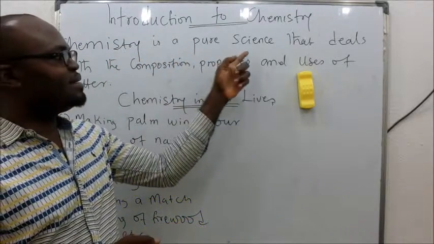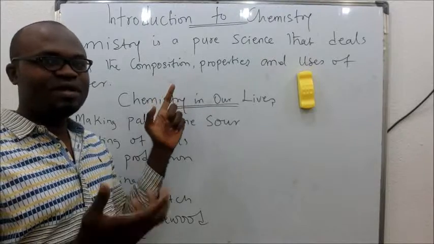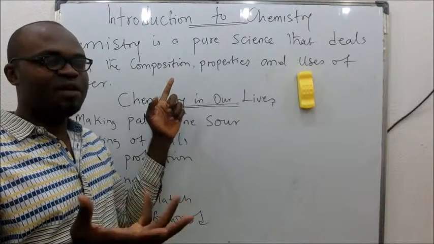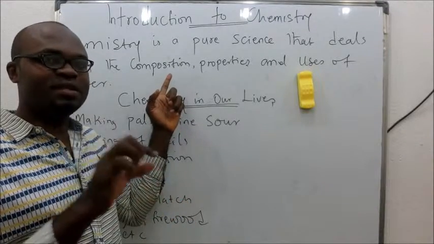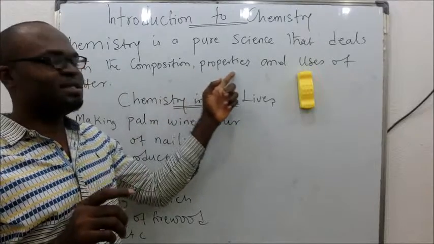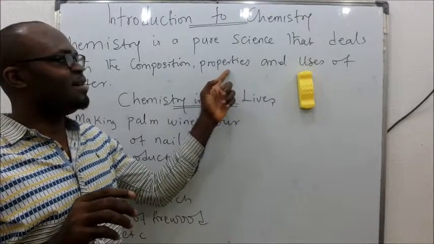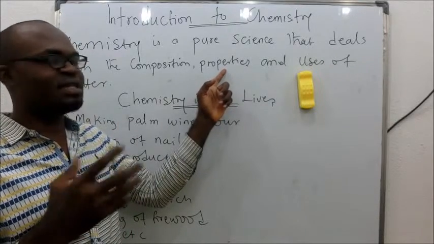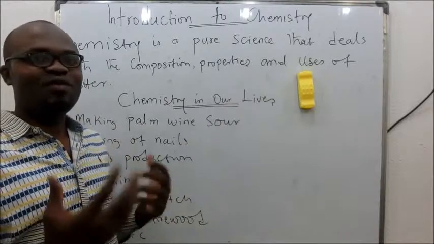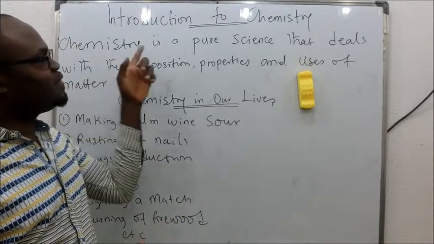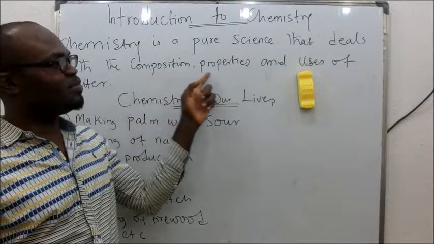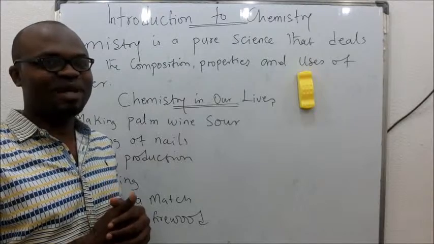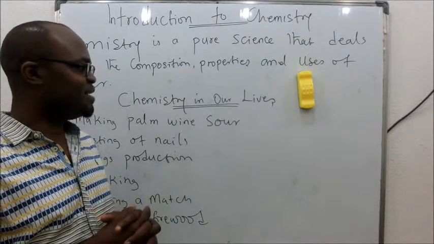Chemistry is a pure science that deals with the composition. What are the makeup components of the drugs that we take? The chemicals that we use, the detergents. What is the composition? What are those elements that come together to make it up? Properties. How do the chemicals react? What are their properties? And uses. What and what can they be used for? So chemistry is a pure science that deals with the composition, properties, and the uses of matter. Matter is anything that has mass and occupies space, just like the chemicals that we're talking about.